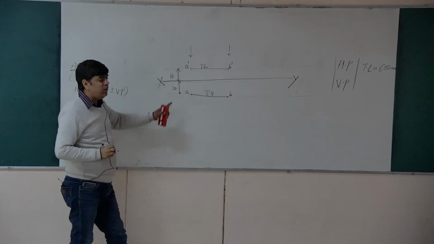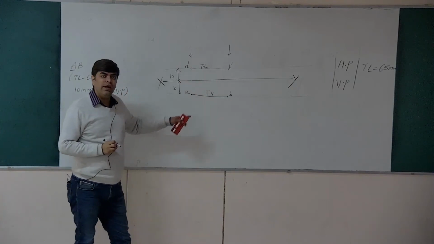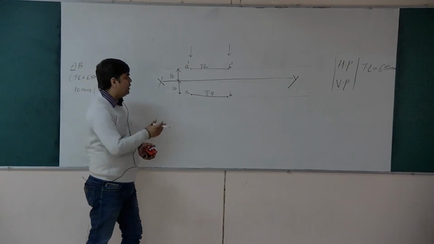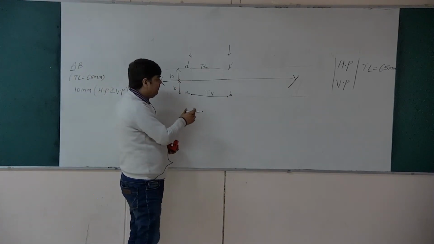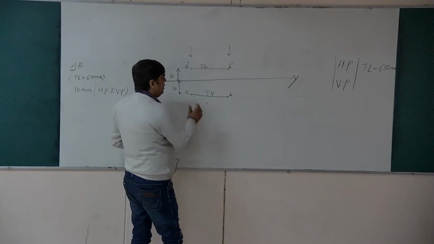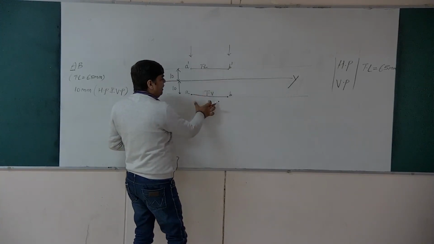टॉप व्यू. ट्रू लेंथ नहीं, ट्रू लेंथ तो दोनों में है, क्योंकि as long as the line is parallel to both horizontal plane and vertical plane, it will show true length in both HP and VP. Correct? So a dash b dash true length, that is 65 mm. Then a dash b dash is the front view and AB is the top view.